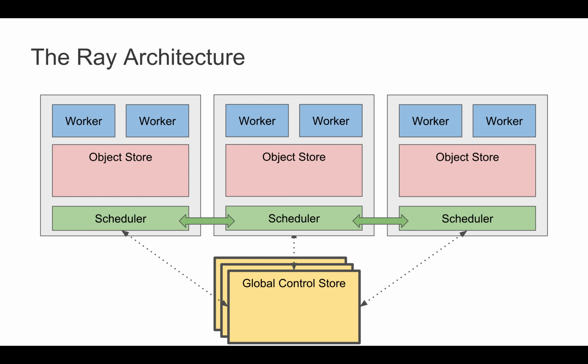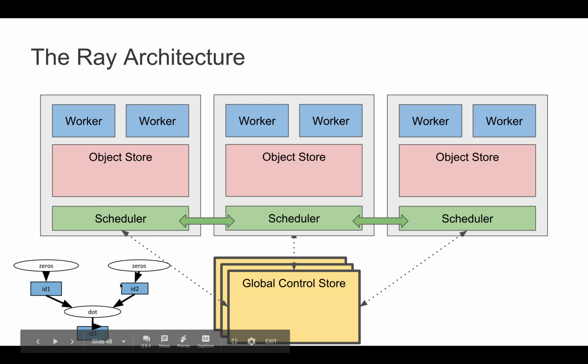Well, here's a depiction of a cluster of 3 machines. So here, these gray boxes are machines, and these colored boxes inside the machines are processes. So each machine has some blue Python worker processes, which are the ones that actually run the Python tasks. We have these object store processes, which store the outputs of the task. And we have these scheduler processes, which make decisions about which tasks run on which workers or on which machines.